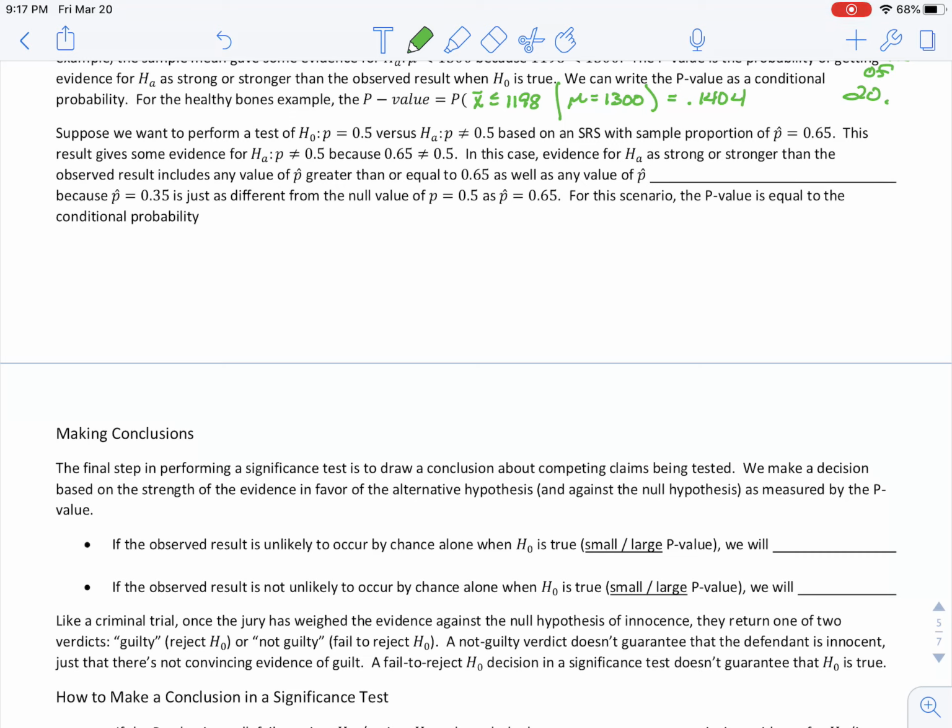If, in a different example, we are looking at a population proportion being 0.5 versus the population proportion not being 0.5, so now I'm switching it to a two-tailed test. If it was based off a simple random sample with this sample proportion, we're seeing, hey, I'm getting a value that's not 0.5. So there's some evidence that my alternative seems to be the more likely result, but is it convincing? So in this case, evidence for h sub a as strong or stronger than the observed result includes any value of p hat greater than or equal to 0.65. So I'm looking for something even higher than 0.65, as well as any p hat value that is less than or equal to 0.35.